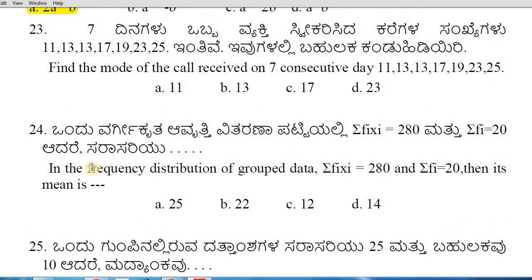Question number 23. Find the mode of the call receipts on 7 consecutive days: 11, 13, 13, 17, 19, 23, 25. Given options are 11, 13, 17, 23. They are asking to find the mode, children. Mode means the score which repeated the maximum number of times. Look at the given values. 13 repeated 2 times. Other than 13, no values have been repeated. Hence, here the correct option is B, 13.